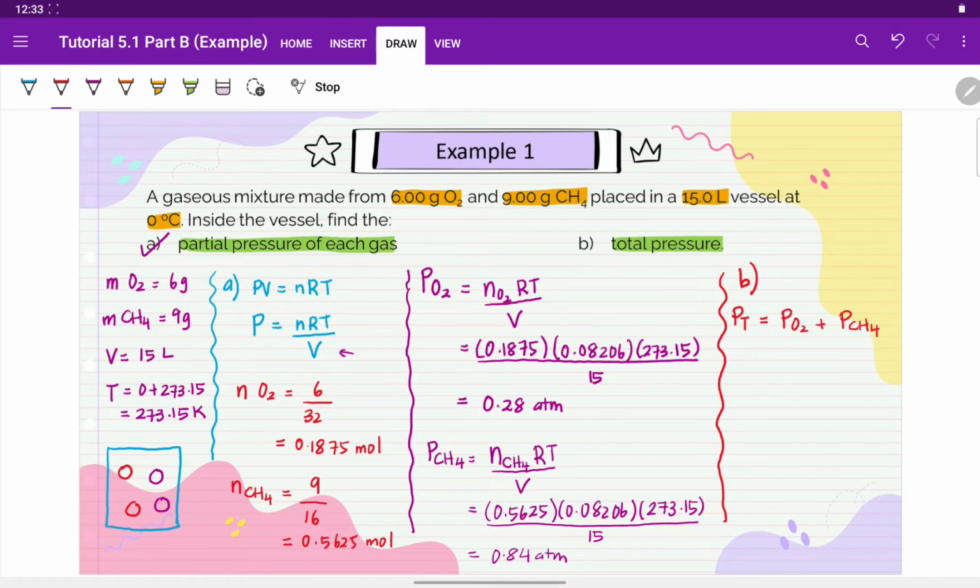Do we have the partial pressures or not? Yes, we have the partial pressures over here. So, just substitute 0.28 plus 0.84. So, you will get the total pressure of the container as 1.12 atm. Okay, so that will be example number 1.